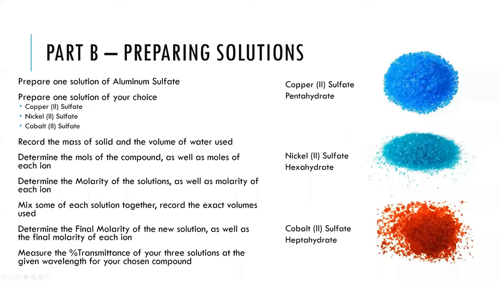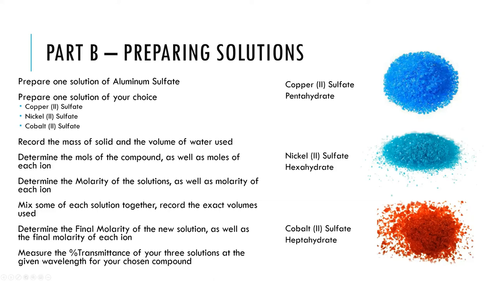The next part of the experiment involves preparing solutions for yourself. You're going to be taking solid materials, dissolving them in water, and preparing actual solutions, and then combining a couple of them together and measuring their absorbance on a spectrophotometer. So in the lab, you'll be preparing one solution of aluminum sulfate and then one solution of a transition metal sulfate, either copper sulfate, which is blue, nickel sulfate, which is green, or cobalt sulfate, which is red.